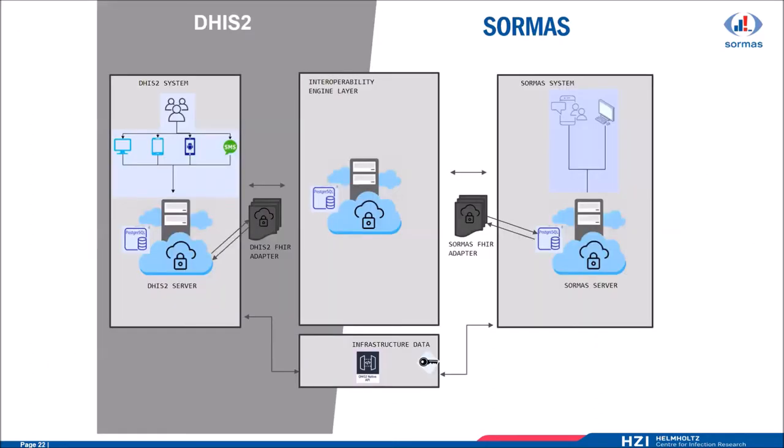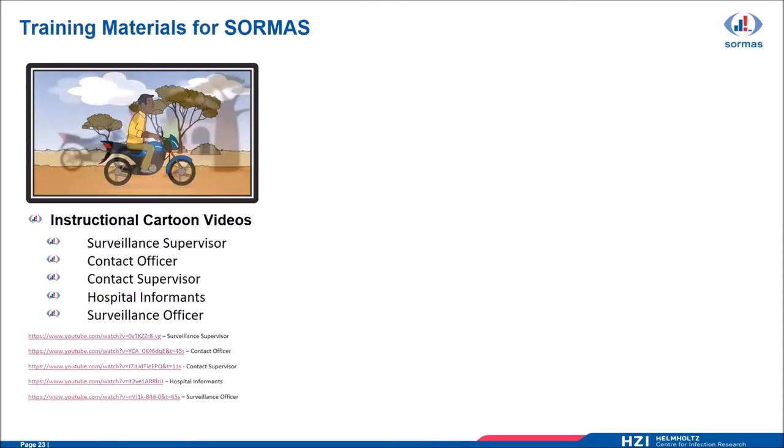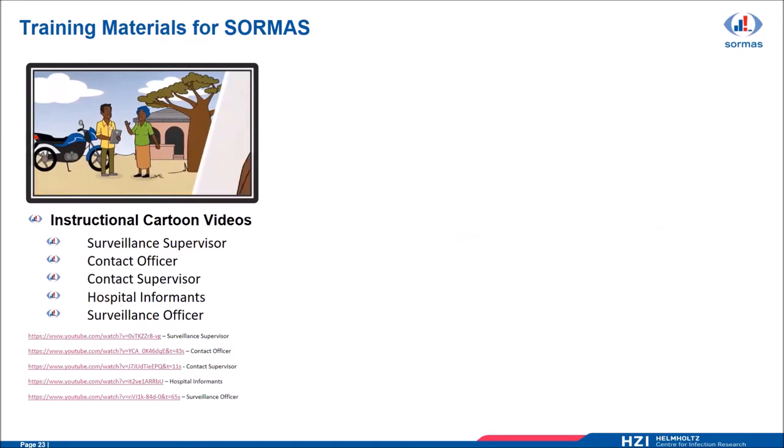This is an example of what we're doing using what is called the interoperability engine layer via a FHIR adapter and using the HL7 standards. We have two types of information flow or interoperability, where we have the native API endpoint that pushes information from SORMAS, that pulls information from DHIS2, especially infrastructure information, and also shares information via HL7 standards via FHIR. And the SORMAS FHIR Adapter is what we're working on now that will be interoperable, not just with DHIS2, but with other systems as well.